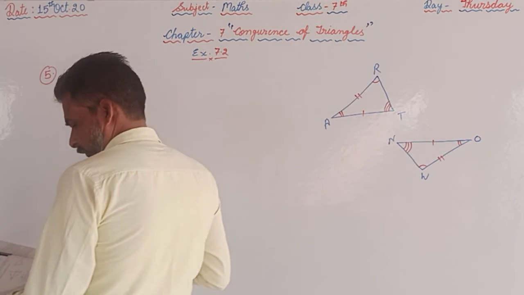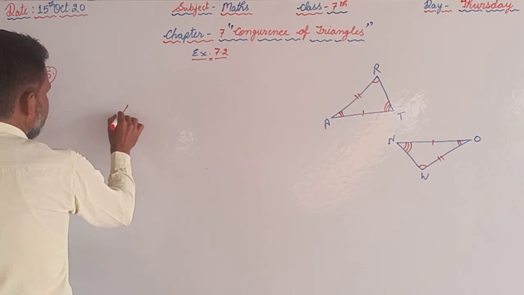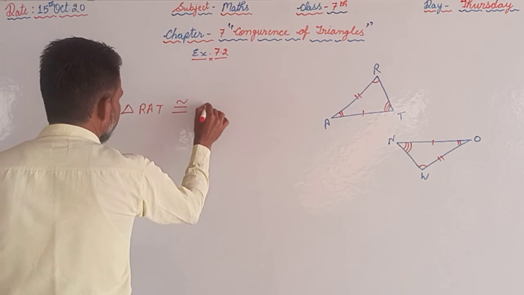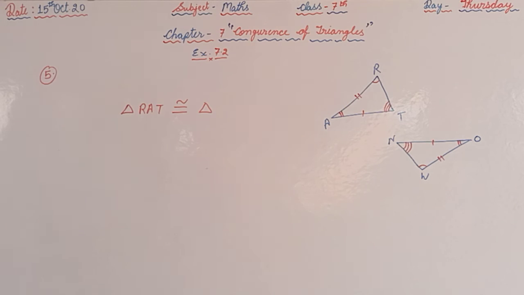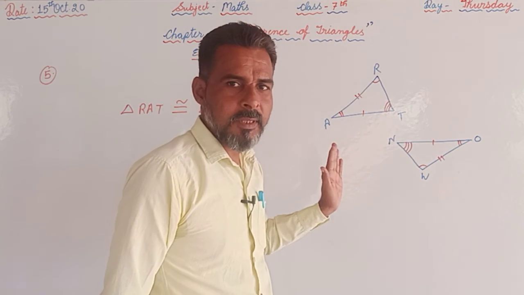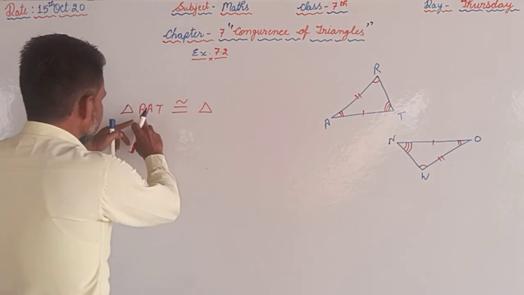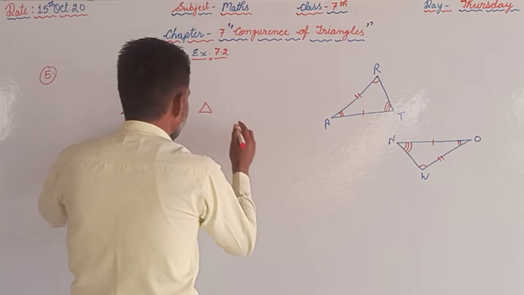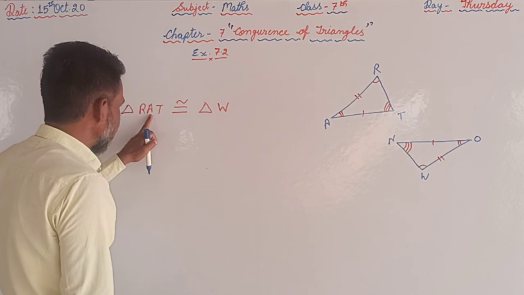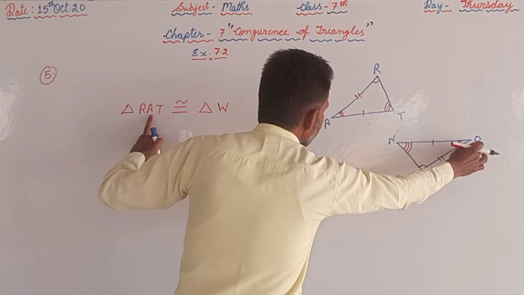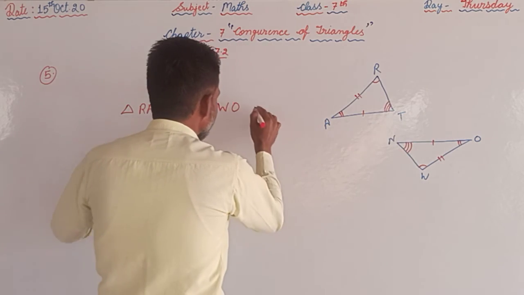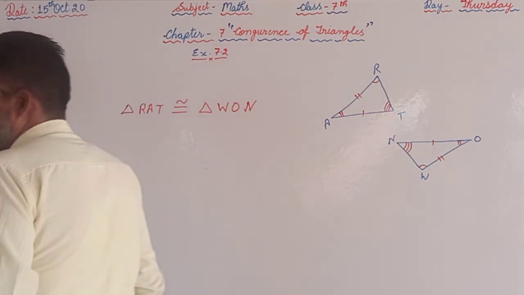So, we have to write that triangle RAT will be congruent to triangle, and the name of the triangle we have to see. Here all the corresponding parts are equal. Angle R is equal to angle W, so we will write first W, then A. Angle A is equal to angle O, so we will write O. Then angle T is equal to N, so we will write N. So, this will be the answer.